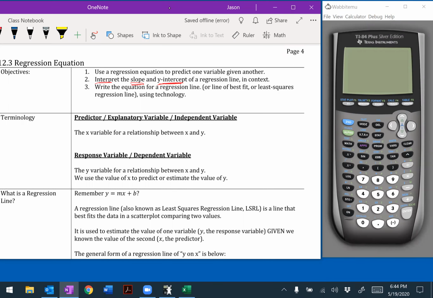Okay, terminology: predictor, explanatory variable, or independent variable. That's the x variable. Okay, the x variable is always the independent one. Okay, the response variable or the dependent variable, that's the y variable. So think x independent, and that's always going to be the horizontal variable on a graph. And your y variable is your dependent variable, and that's always going to be vertical. Okay, that's always your vertical variable.